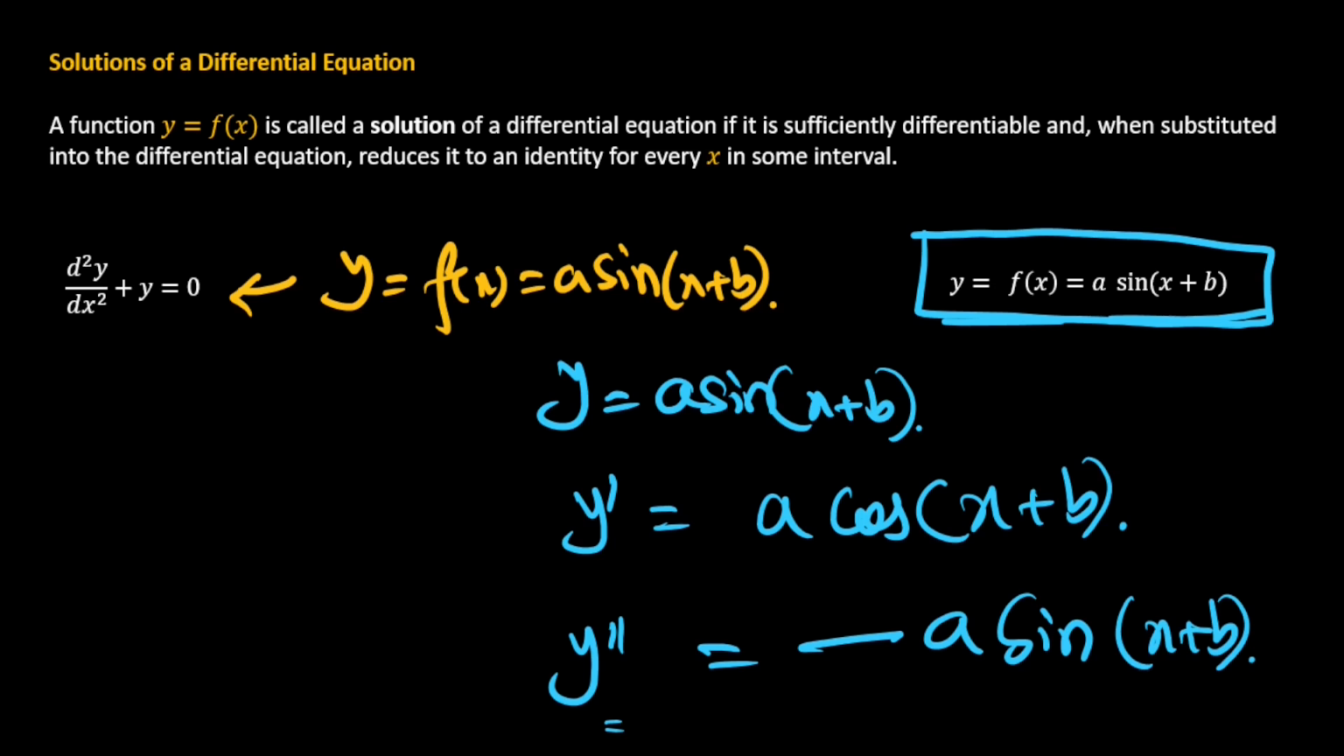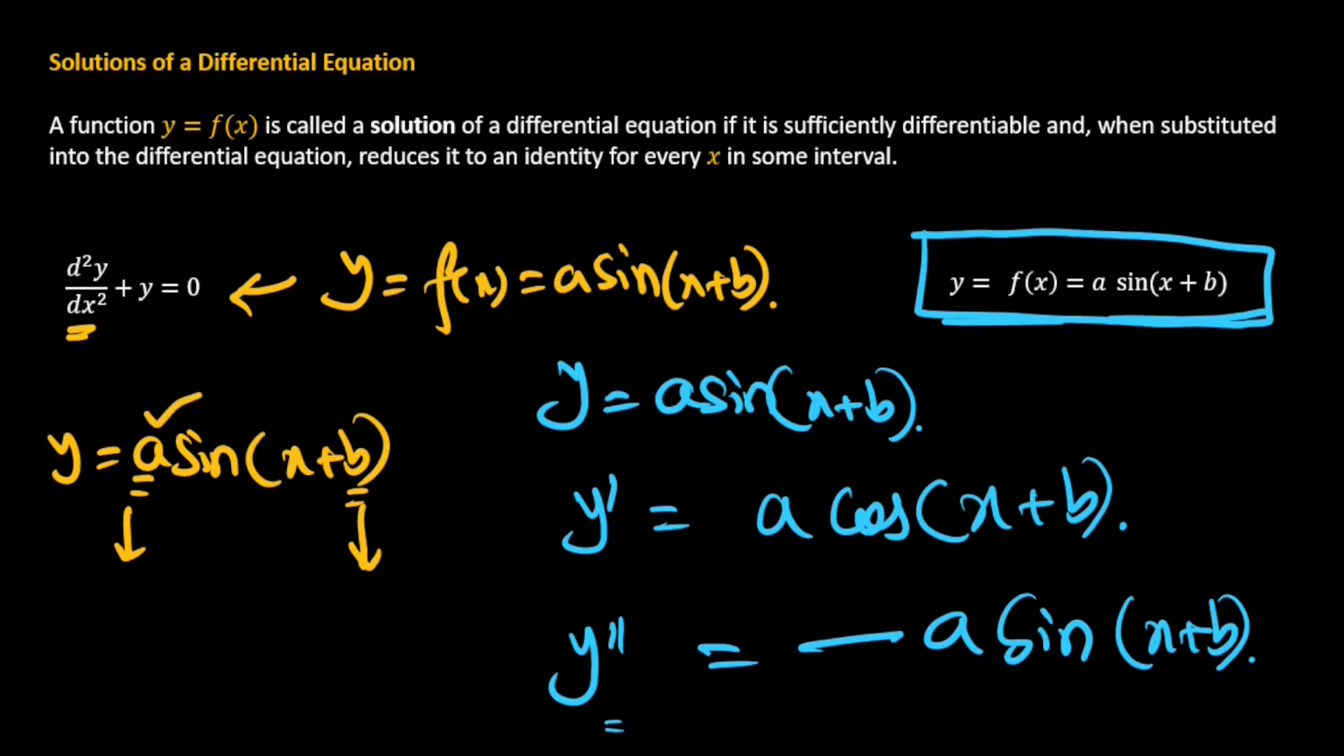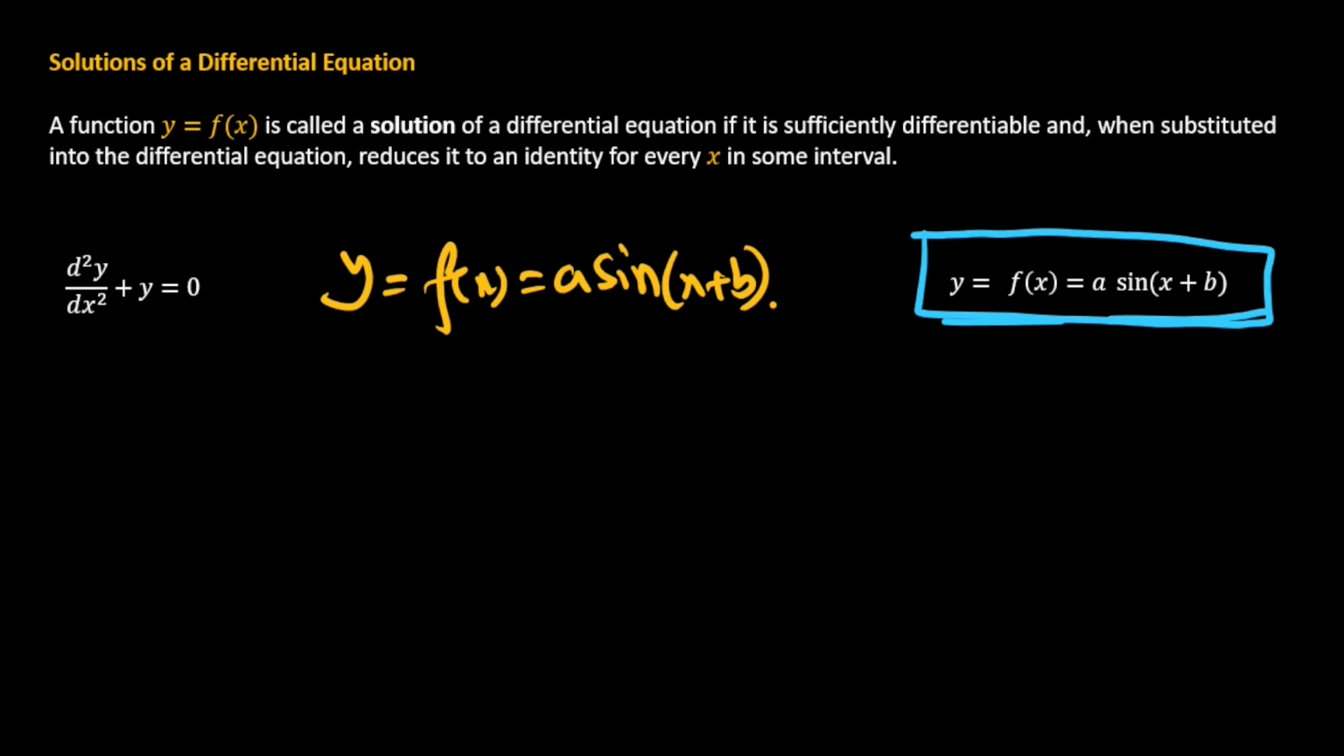If we observe this function y is equal to a sin(x plus b), two arbitrary constants are involved, a and b. This type of solution we call a general solution because it involves arbitrary constants. Now my question: how many constants are involved? It depends on the order of the differential equation. Here it is a second order differential equation, so exactly two arbitrary constants are involved, here a and b. If we put particular values of a and b, then this general solution becomes a particular solution.